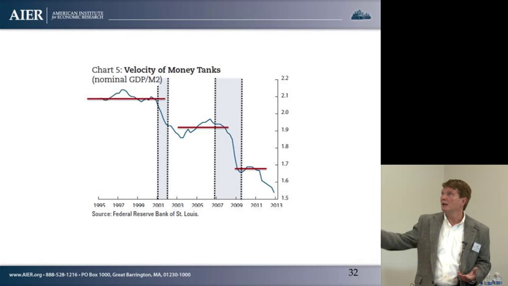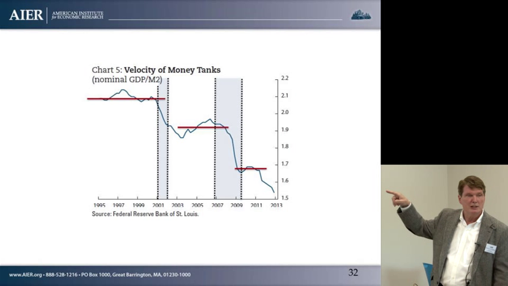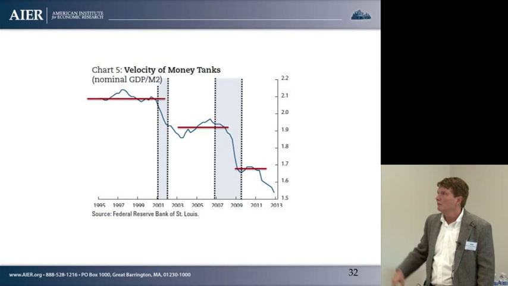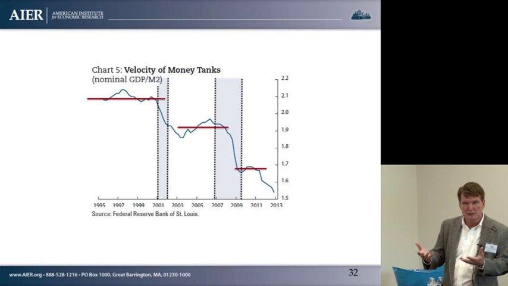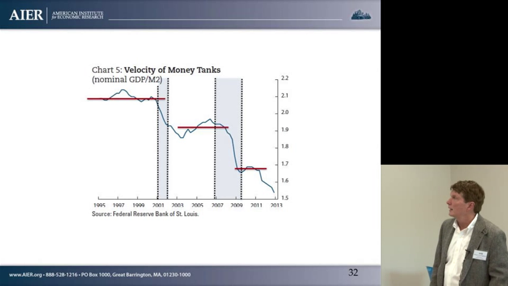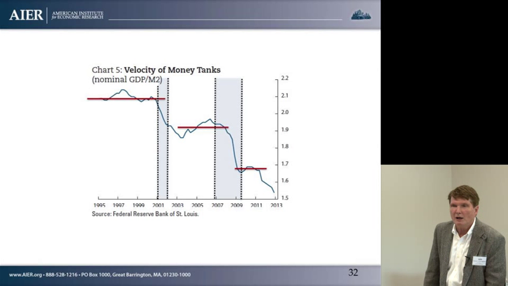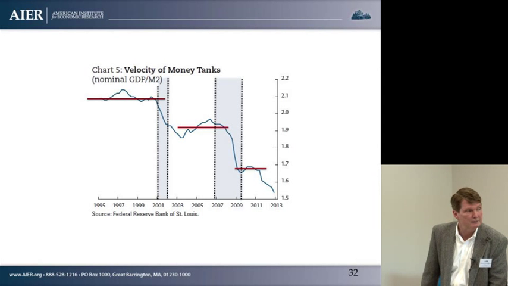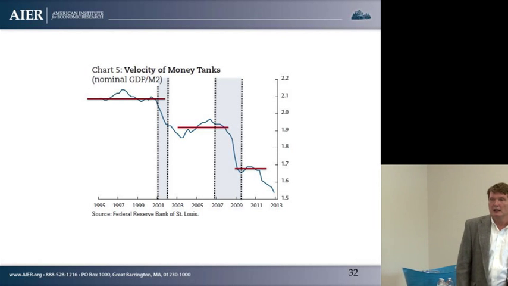And what we're seeing is velocity is coming down, down, down. Now, it always comes down in recessions, as you can see. The gray bars are the recessions. And then it levels out at a new level as the money is then absorbed into the economy and circulates. But what we've seen recently, since early 2011, is that velocity is continuing to drop even though we're not in a recession. So dollars are changing hands ever more slowly. So in that environment, it's hard to create inflation from money.